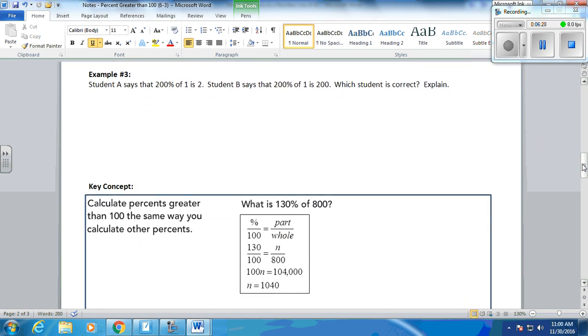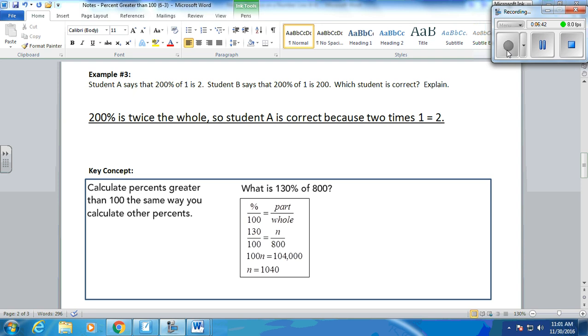For number 3, it says that student A says that 200% of 1 is 2. And student B says that 200% of 1 is 200. So which student is correct? Go ahead and make your choice. I said that 200% means something is twice the whole. So student A is correct because 2 times 1 would equal 2.